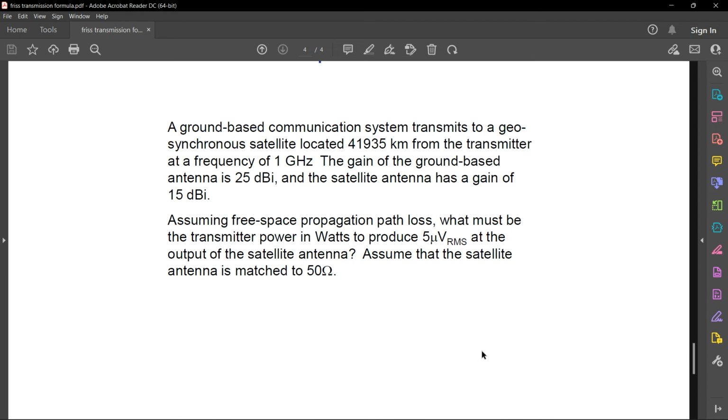So here the matching impedance is 50 ohm, and the received signal is 5 microvolt, and the distance is 41935 kilometer. That's why in the derivation we have calculated with kilometer itself. The frequency is 1 gigahertz. The gain of the ground-based antenna, that is the transmitting antenna, is 25 dBi. Satellite antenna gain is 15 dBi. So here we have to find the transmitted power.